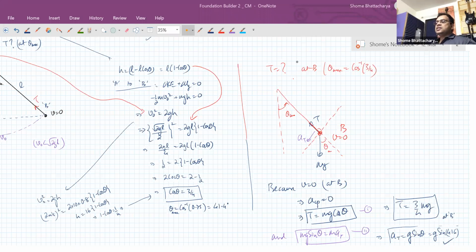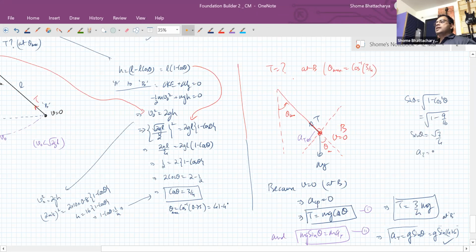Tangential acceleration will be g sin theta, which is sine of 41.4 degrees. You'll have to calculate the value and multiply that with 10. Okay. Or we can also calculate sin theta like this. It is square root of 1 minus cos square theta, no? And cos theta is 3 by 4. So 1 minus 9 by 16. So that will be root 7 by 4. That is your sin theta. So your tangential acceleration will become g sin theta, where you can use this value.